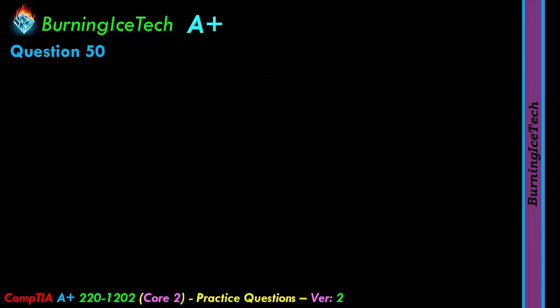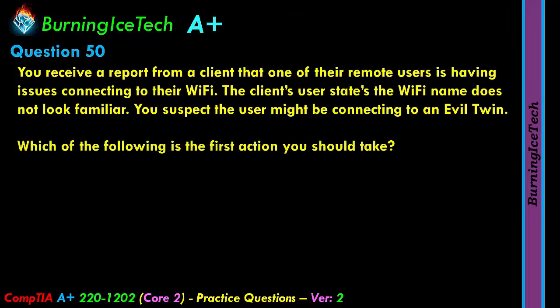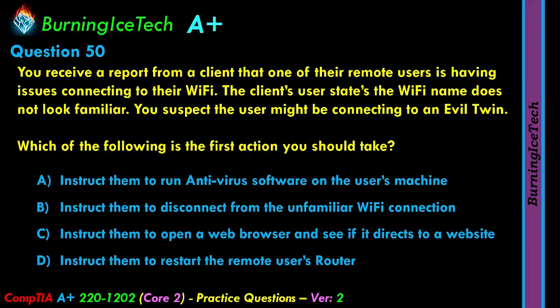Question 50. Woof, we finally reached question 50. Can you believe it? You receive a report from a client that one of your remote users is having issues connecting to their Wi-Fi. The client's user states the Wi-Fi name does not look familiar. Uh-oh. You suspect the user might be connecting to an evil twin. Even more, uh-oh. Which of the following is the first action you should take as the technician?